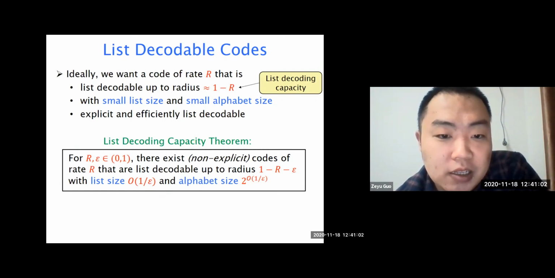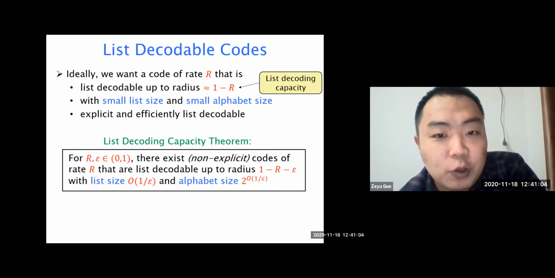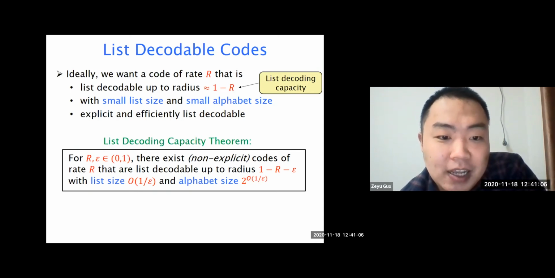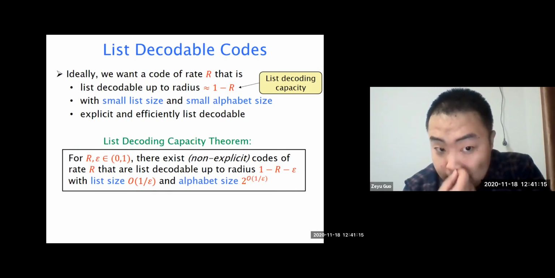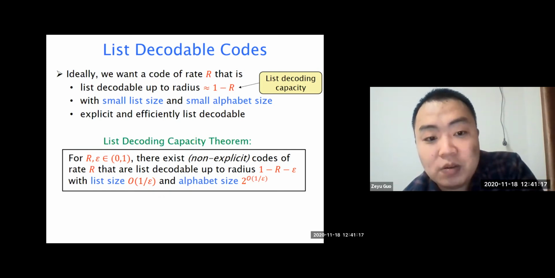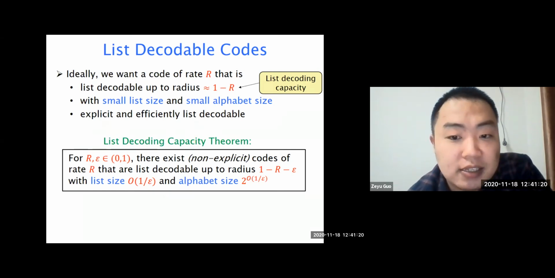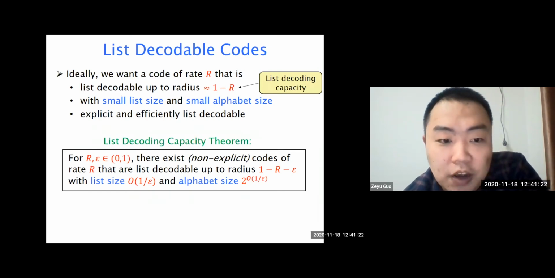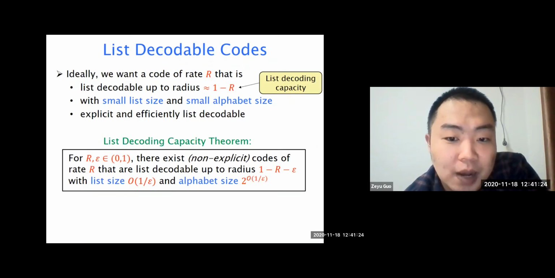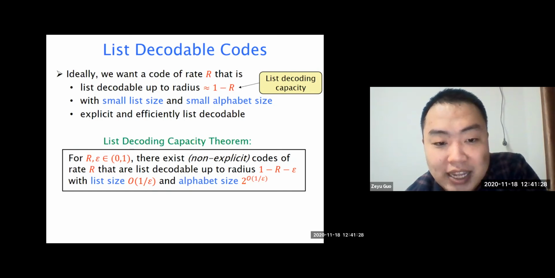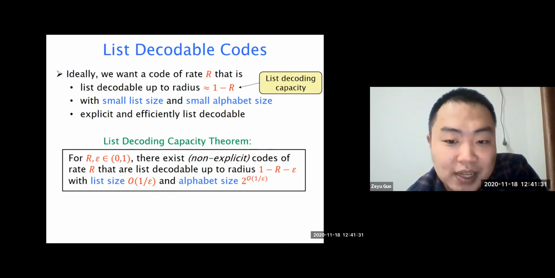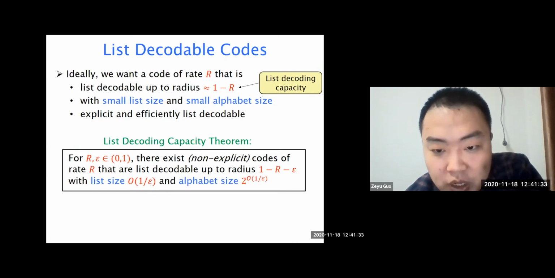So if we don't want the code to be explicit, then the so-called list decoding capacity theorem gives a very good list decodable code. It states that for any R and epsilon between 0 and 1, there exists a non-explicit code of rate R that is list decodable up to radius 1 minus R minus epsilon. And the list size is linear in 1 over epsilon, and the alphabet size is exponential in 1 over epsilon.